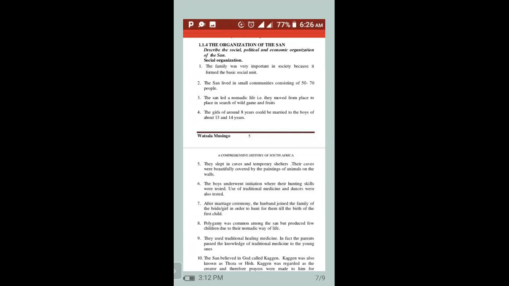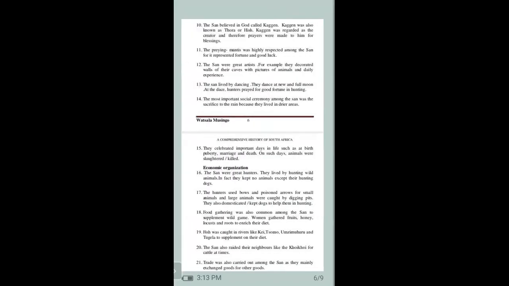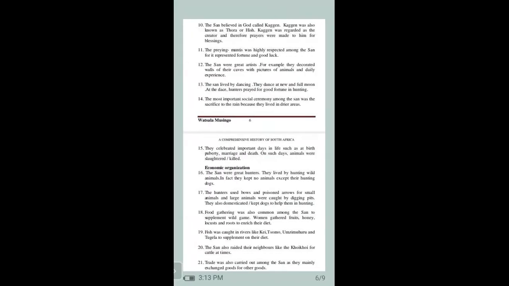Number 10 is, the San believed in a God called Kagen. Kagen was also known as Thora or Hish. Kagen is regarded as the creator, and therefore prayers were made to him for blessings. Just like the Banyoro believed in Ruhanga, the Baganda believed in Katonda, these guys, the San, believed in a God called Kagen.